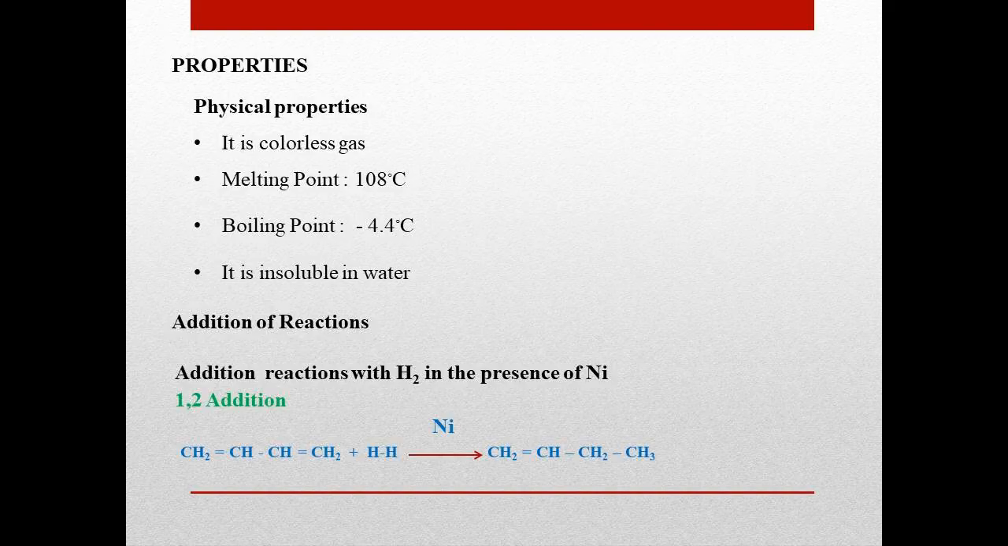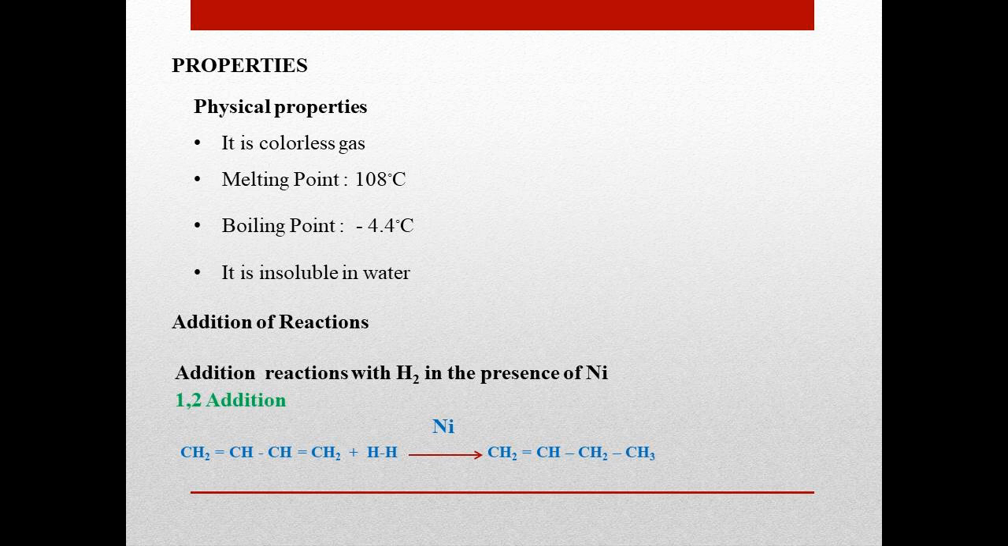Properties of dienes. First one is physical property, next one is chemical property. First we discuss the physical properties. It is a colorless gas, melting point 108 degrees Celsius, boiling point minus 4.4 degrees Celsius. It is insoluble in water. These are the physical properties.